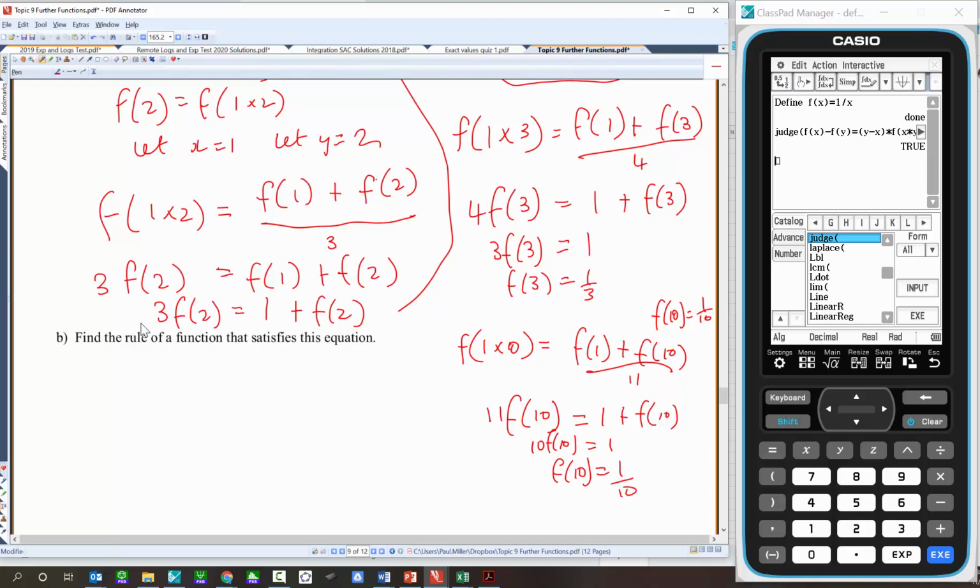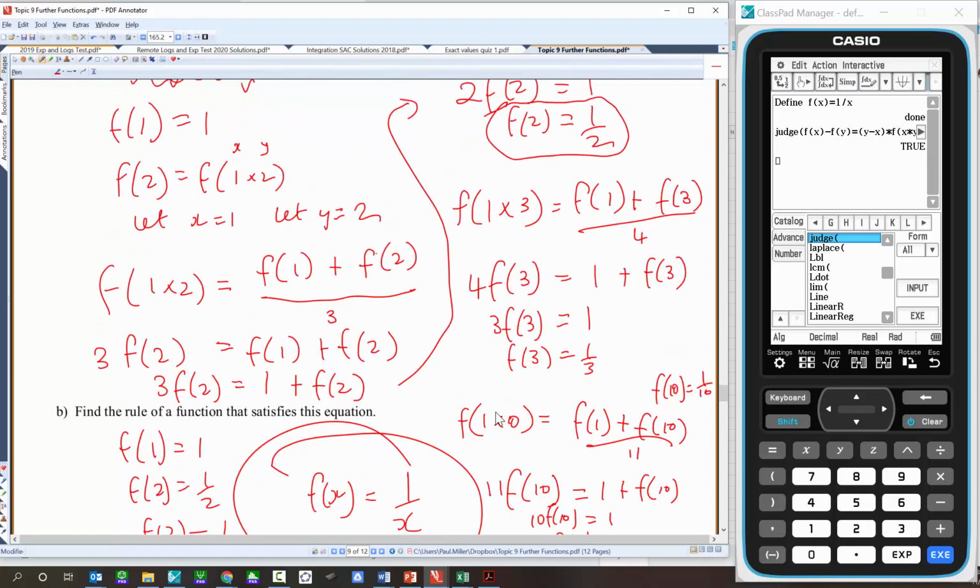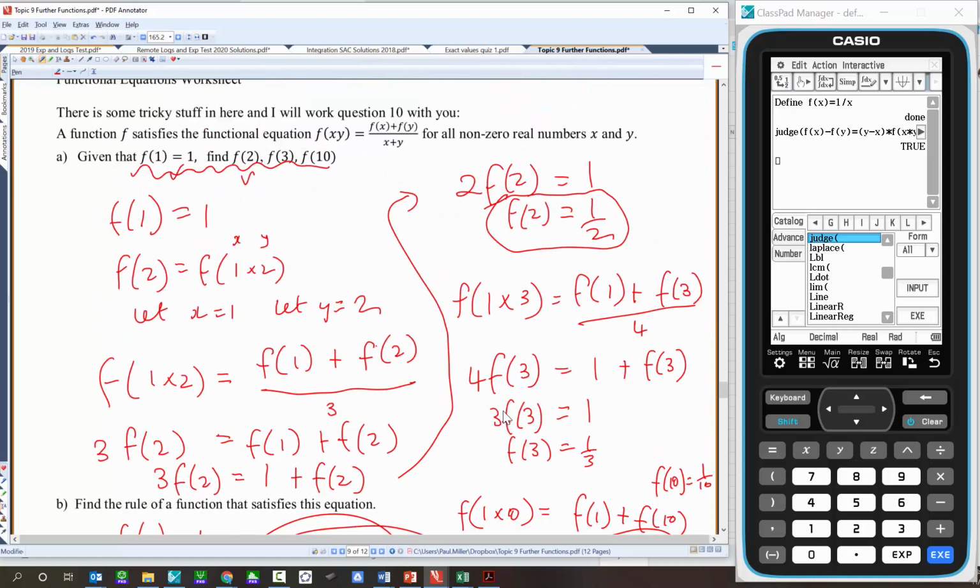Right, so here's the hard part. Find the rule of a function that satisfies this. So if I know that f of 1 equals 1, f of 2 equals 1 on 2, f of 3 equals 1 on 3, f of 10 equals 1 on 10, then f of x is simply going to be 1 on x. Okay, it's a hyperbola that satisfies the equation. Now that is excruciatingly hard.